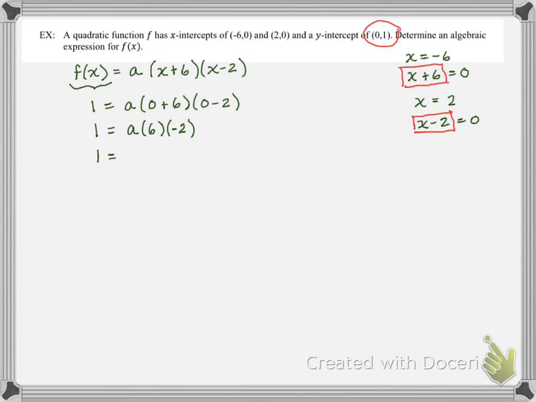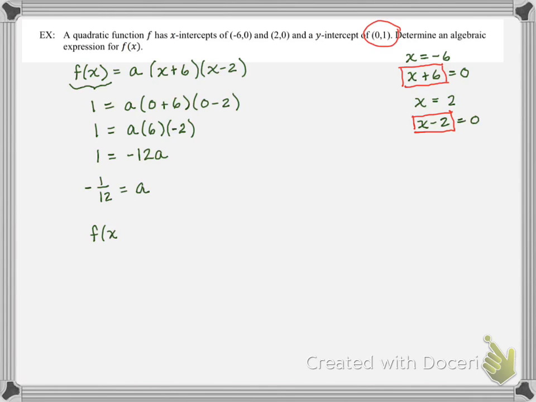And we get 1 equals -12a. And then we'll divide both sides by -12. Good? Okay. And we're almost there. We just have to write the function now. So we found all the pieces. We're just going to write our function at this point.